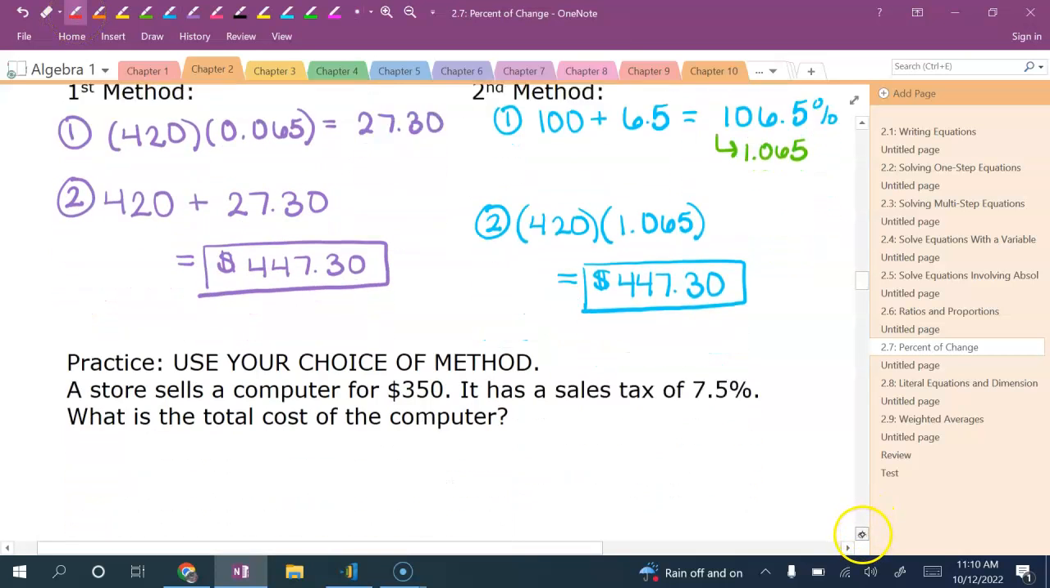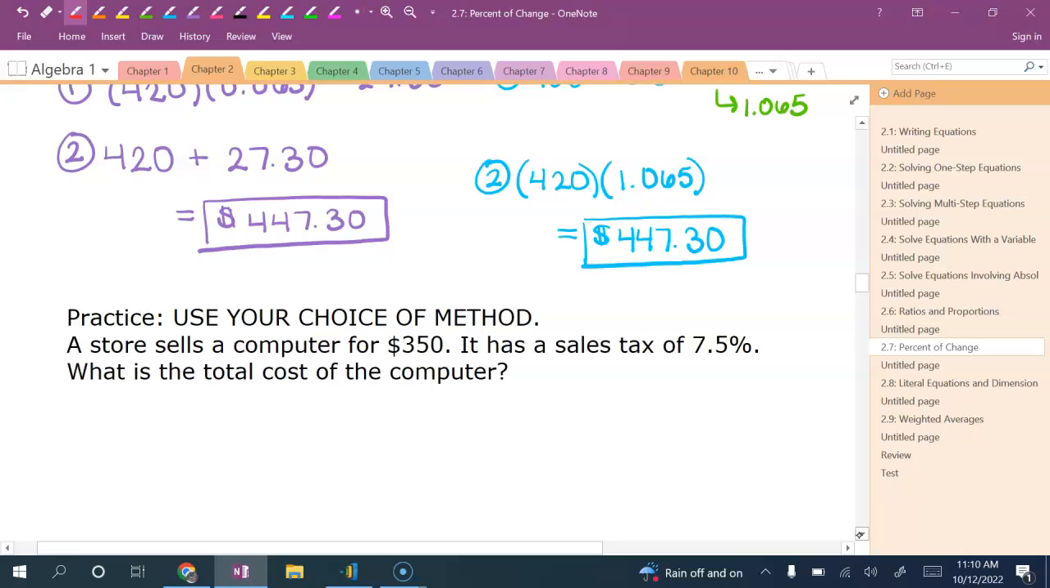On the practice problem here, I want you to choose which method you'd like to use and then try to solve this problem.